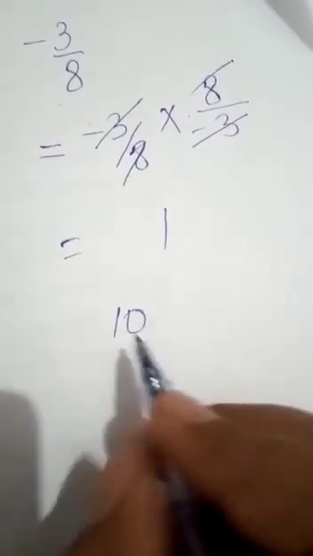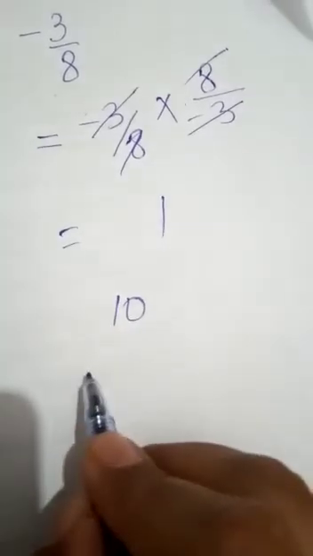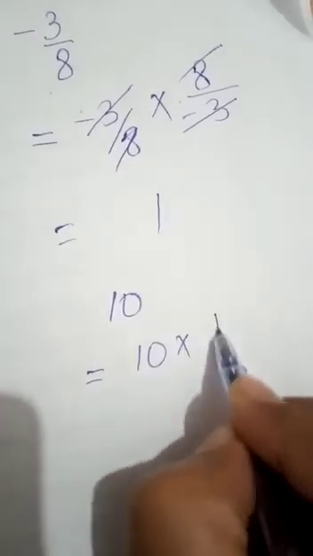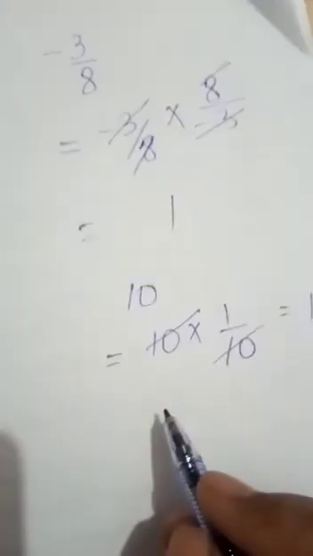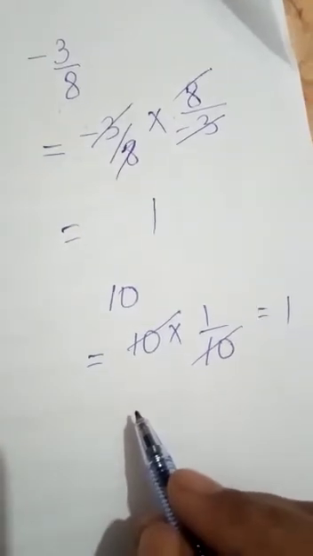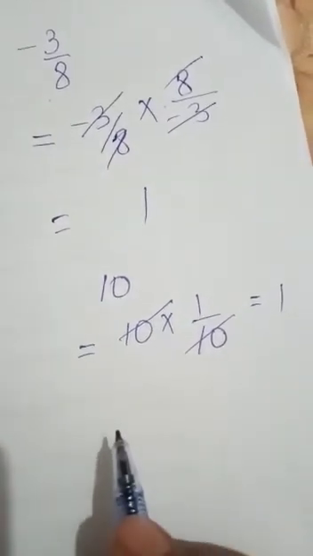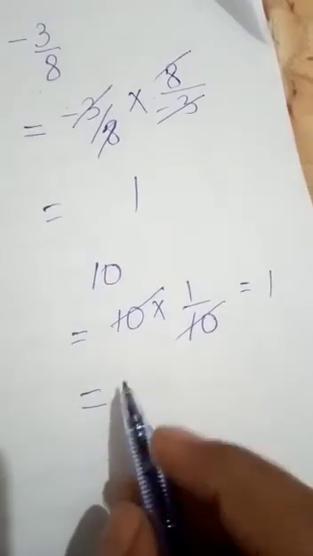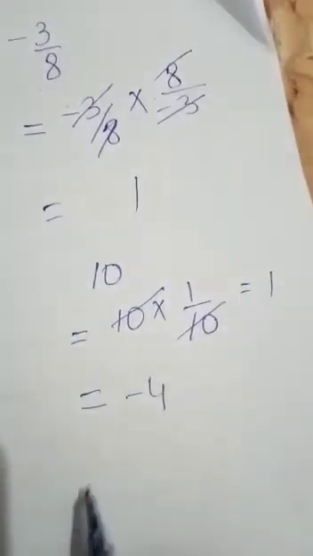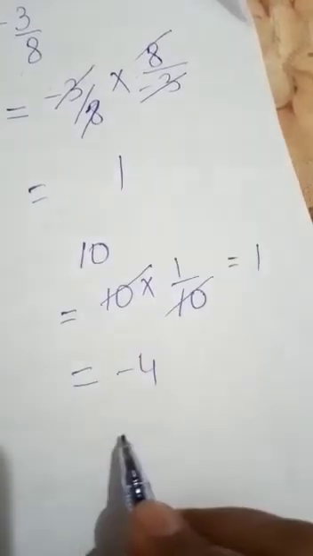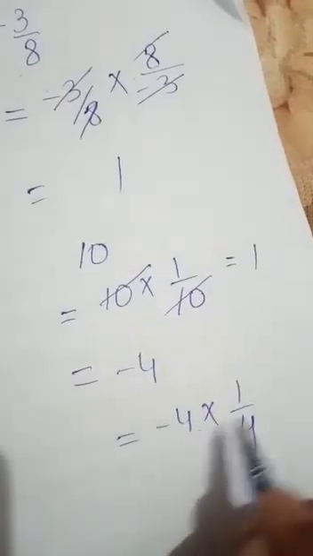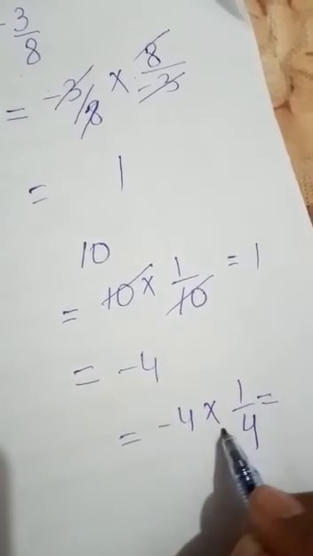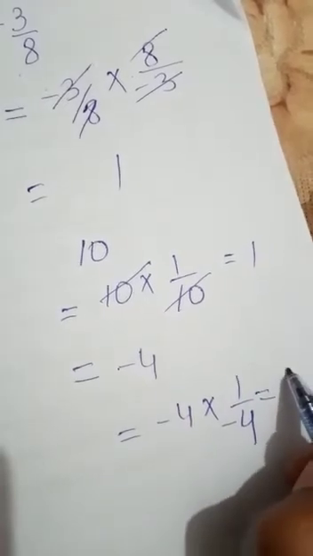For example, I have another question, 10. Now the multiplicative inverse of 10 is 10 multiplied by 1 by 10. Because 10 will be cancelled with 10, we get 1. Multiplicative identity is always 1 and additive identity is always 0. Now let's see, if I have a question, minus 4, then the multiplicative inverse of minus 4 will be minus 4 multiplied by 1 by 4, the reciprocal of 4. Now it will give us minus 4, that will give 1.